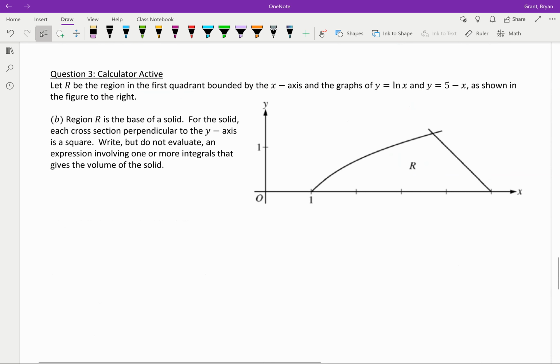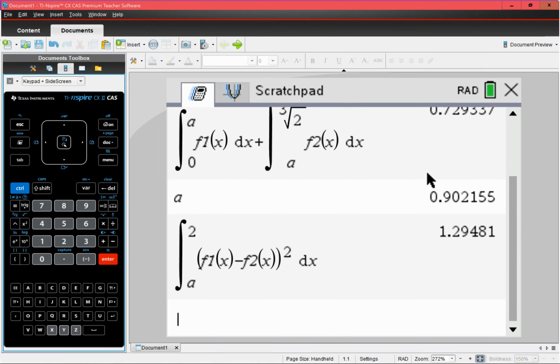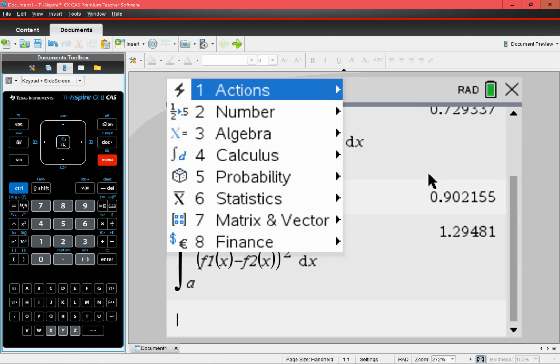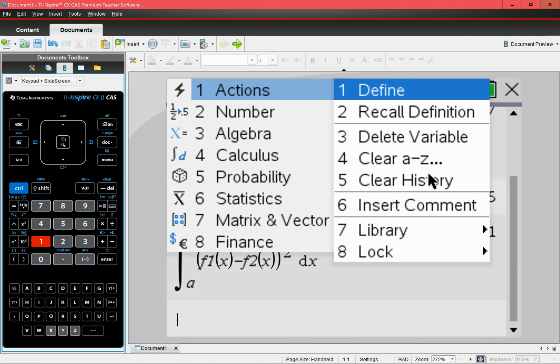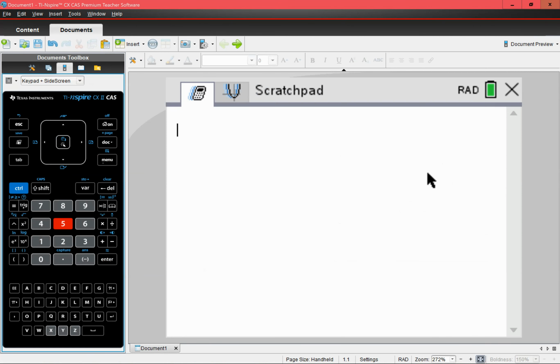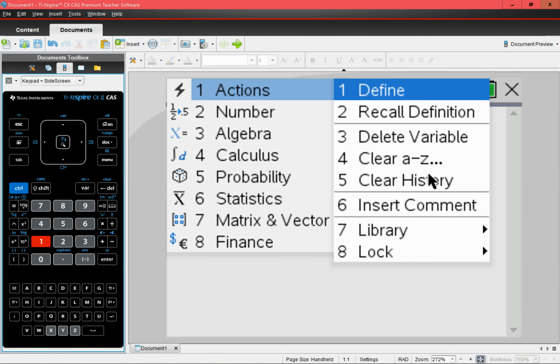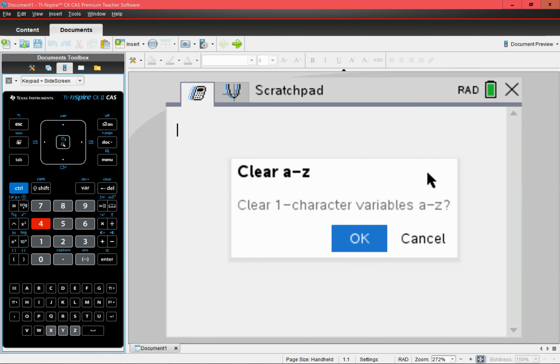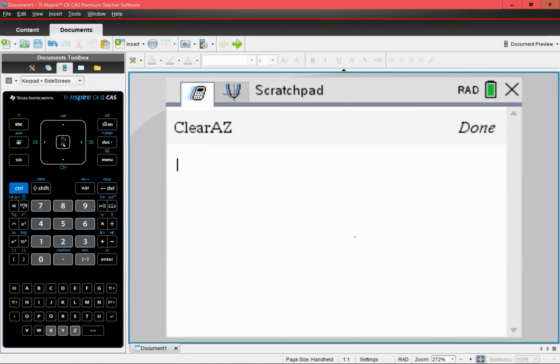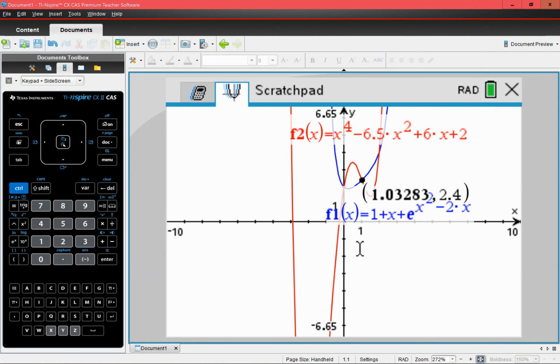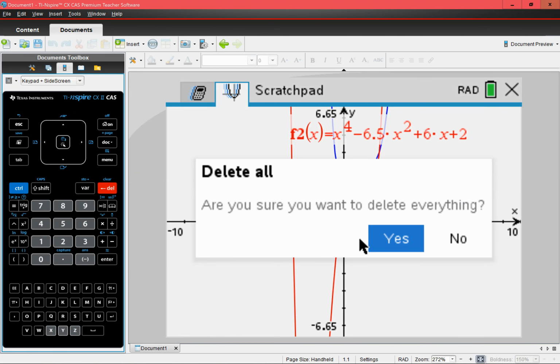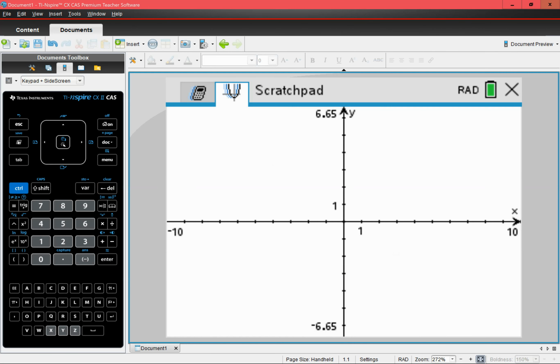All right, on to the third. Oof, calculator active again. Natural log of x and 5 minus x. I might as well continue the same thing I've done in the past. Clear out all this history just in case. Menu, actions, clear history is 5. And just to make sure our variables don't get weird, actions, and then if you do 4, it's going to clear all your variables. Alright, nothing too bad there. And then we should also clear out our graphs. Delete 3 times. Excellent. And we're looking good.